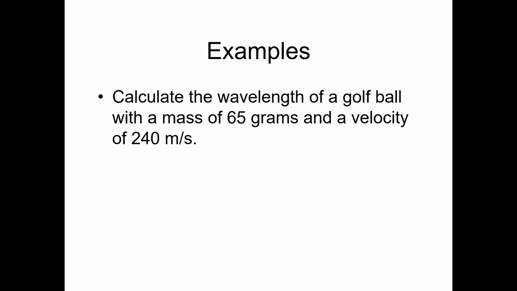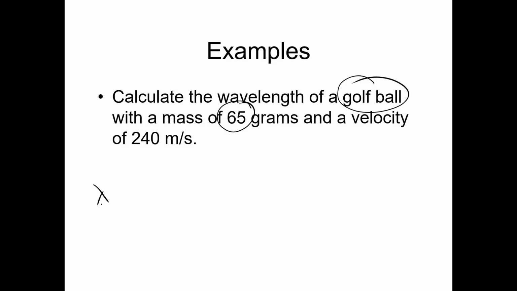Alright, so if we are going to calculate the wavelength of a subatomic particle, right, golf ball, not subatomic, way too large, but we can do this calculation just for the sake of doing a calculation. So let's calculate the wavelength of a golf ball using the de Broglie equation. And this golf ball has a mass of 65 grams and travels at a speed of 240 meters per second.